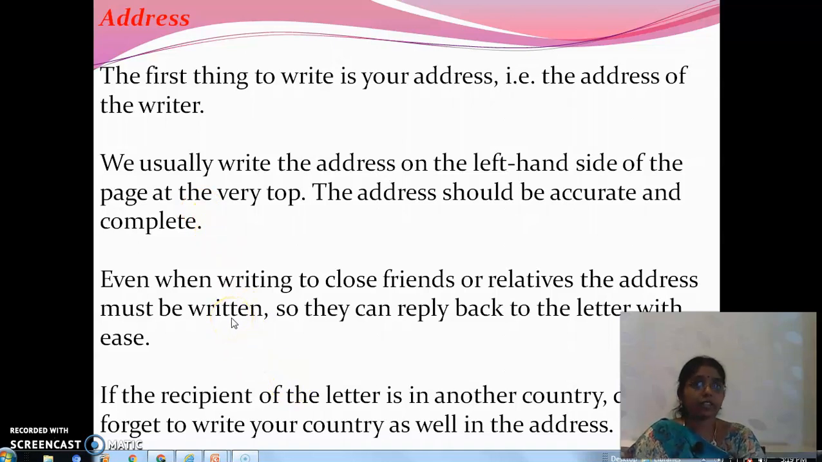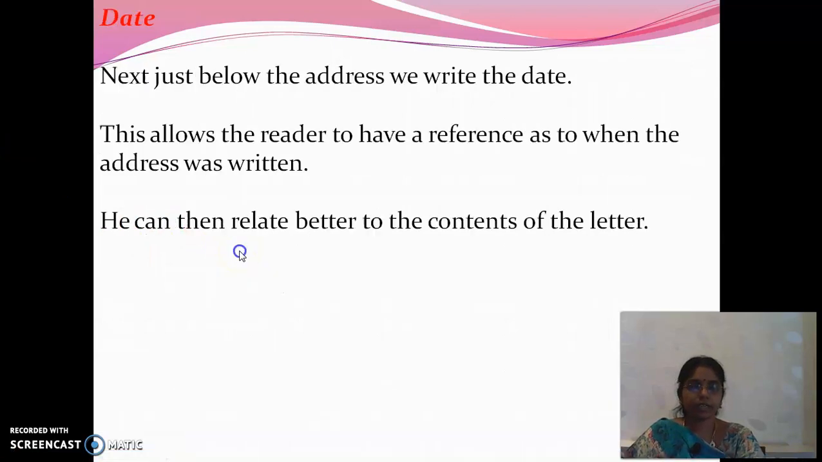Even when you are writing to your close friends or relatives, the address must be written because it will be easy for you to communicate and for them to reply easily. If the recipient of the letter is in another country, then please don't forget to write the country name, pin code and your full address. Okay, is it clear? Address is clear.